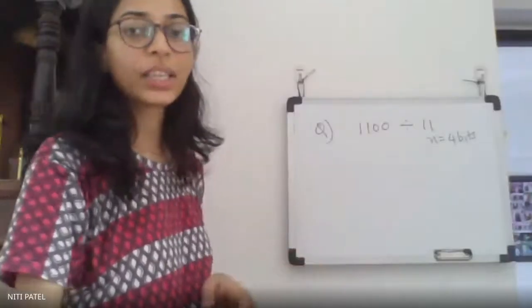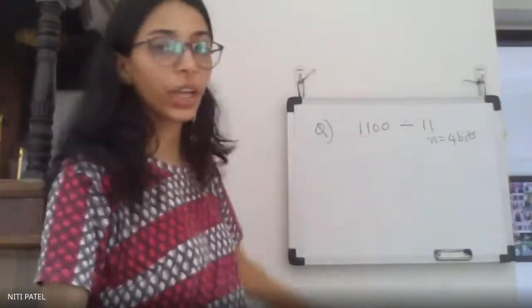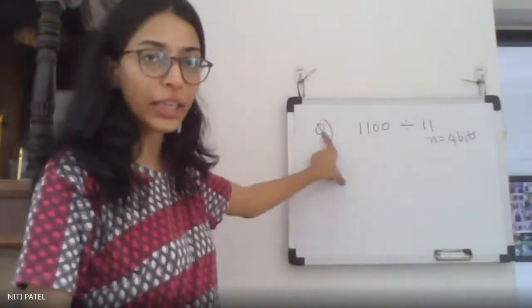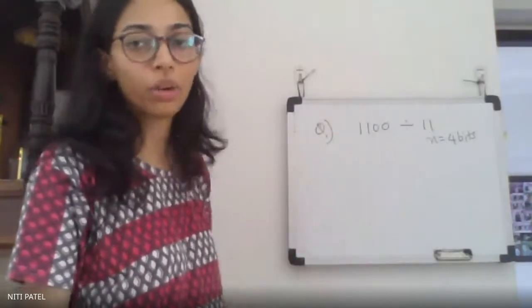Questions can be given in binary digits or in decimal digits. If it is in decimal, you have to convert to binary. We are going to do both types. We'll first start with binary, then I will give you decimal. We'll convert it into binary and then we'll solve. Okay.